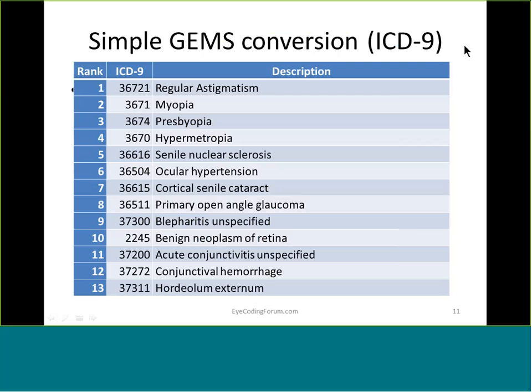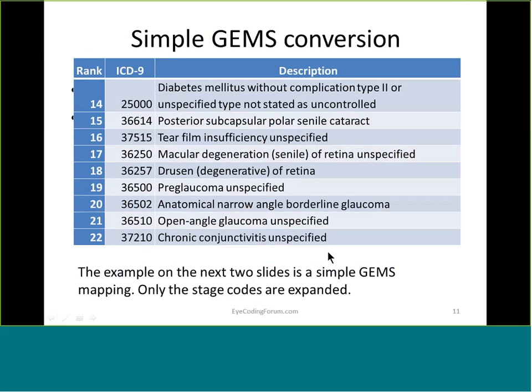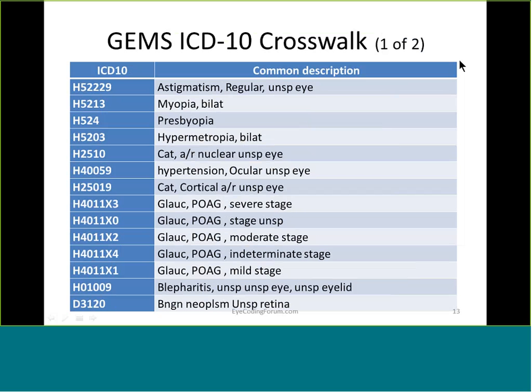So on our screen, you can see the ICD-9 codes, and this is an actual list of the top 22 codes from a clinic. And you'll see we have our refraction codes. Regular astigmatism is number 1, myopia, presbyopia, and hypermetropia. Then after that, you'll see we have some of our top ICD-9 codes for disease conditions. And this rounds out the codes here on the second page with things like pterygium. And again, all of these are covered in depth in our ICD-10 training.